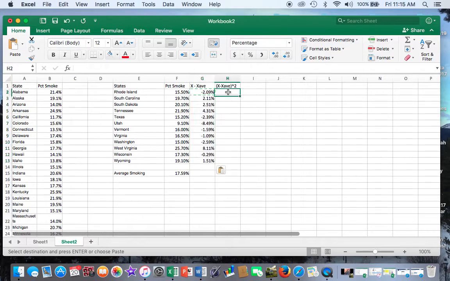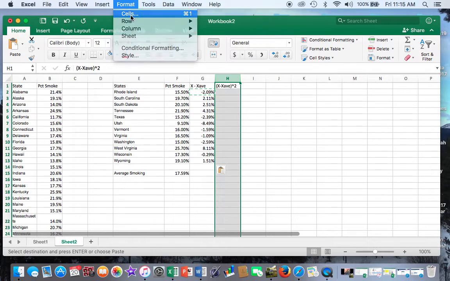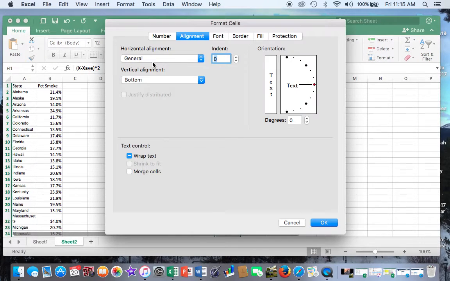That's great. Now I want to square those terms, and here I'm going to go ahead and do Format, Cells, and now you have to go back to number.